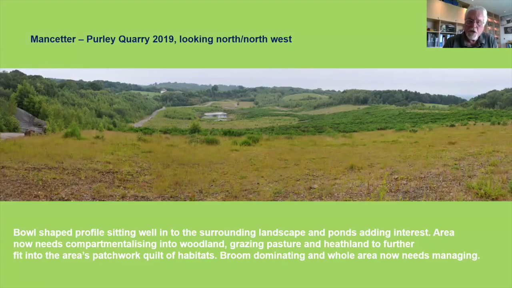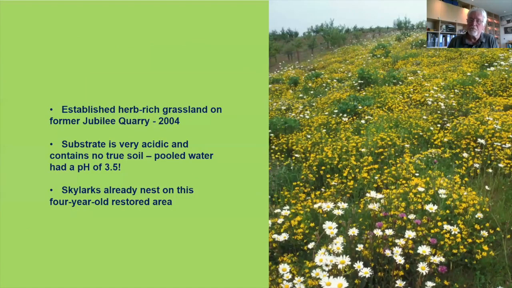Okay, so staying at Mansetta, I've talked about these very nutrient-poor substrates. This was the Jubilee tip, no prizes for when it was started. And this is us reshaping it in 2004. This is incredibly acidic because what happens with these overlying shales is they've got pyrite in. When the pyrite is exposed to the air and water, then you get sulfuric acid forming. Some of the pools in this had a pH of 3.5.